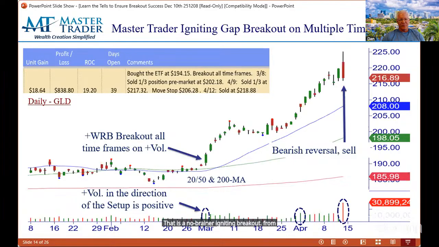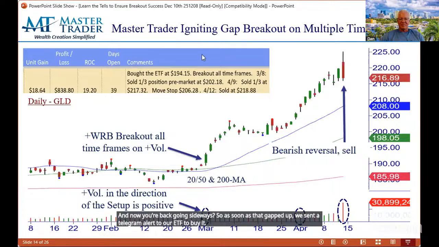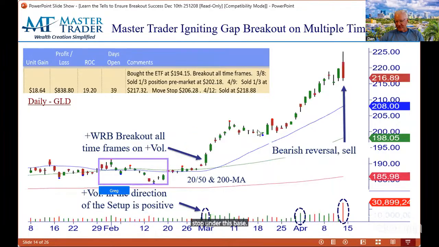From these flat 3 MAs, look, this is a downside shakeout. And now you're back going sideways. So as soon as that gapped up, we sent a telegram alert to our ETF to buy it, stop under this base. We sat through this consolidation, wide range expansion bar on volume. We took our money. We sized it for a $300 loss. So we made 3x our money in 39 days.